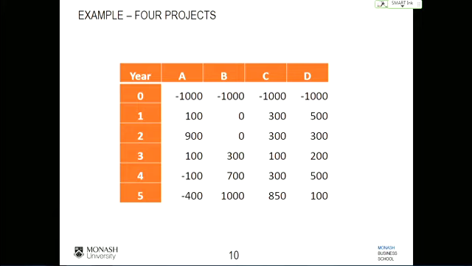And in our example here, A, B, C, and D are the 4 projects that we are going to investigate, and they are mutually exclusive. It means that you will choose the best project out of the 4. Okay? Okay, so here are the cash flow of the 4 projects.